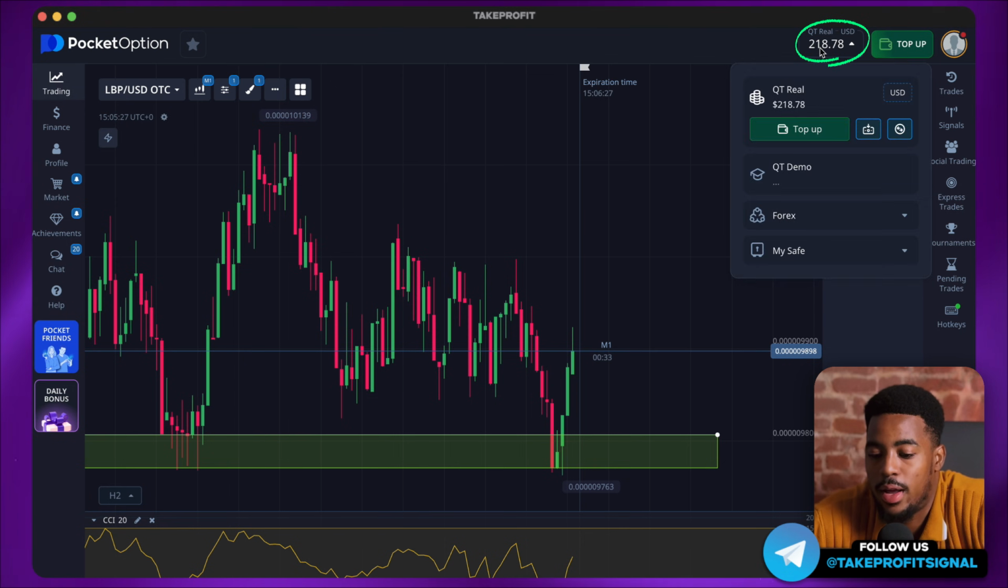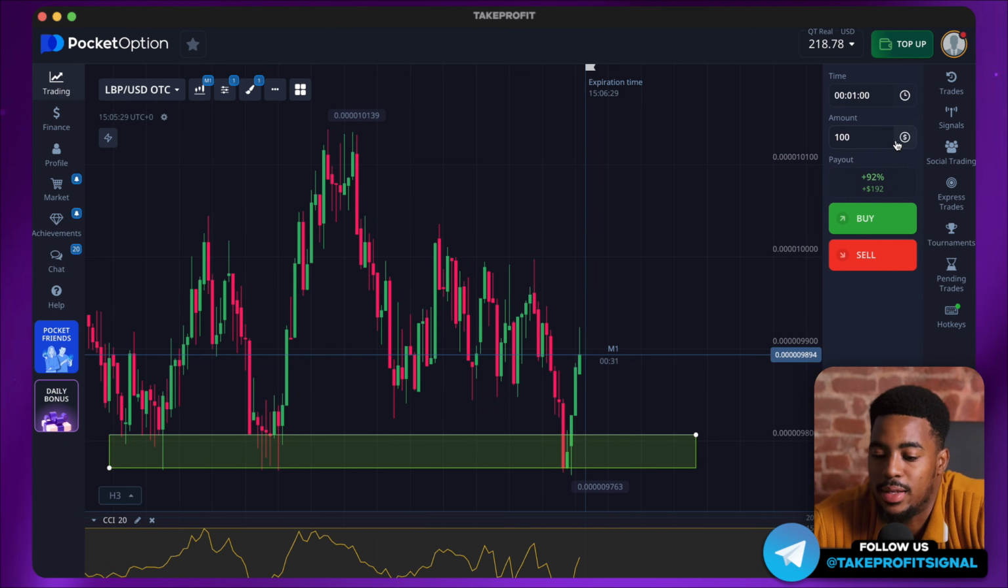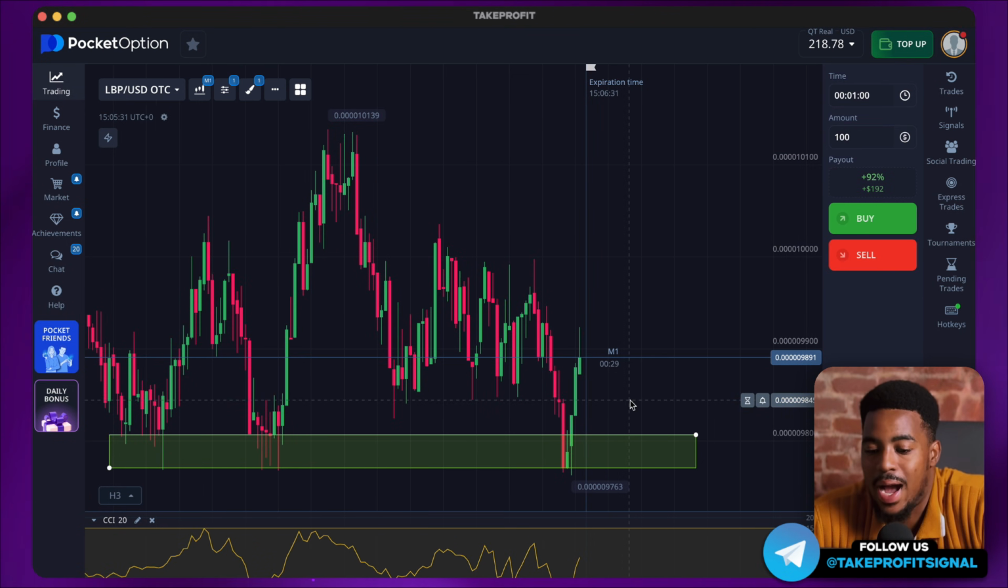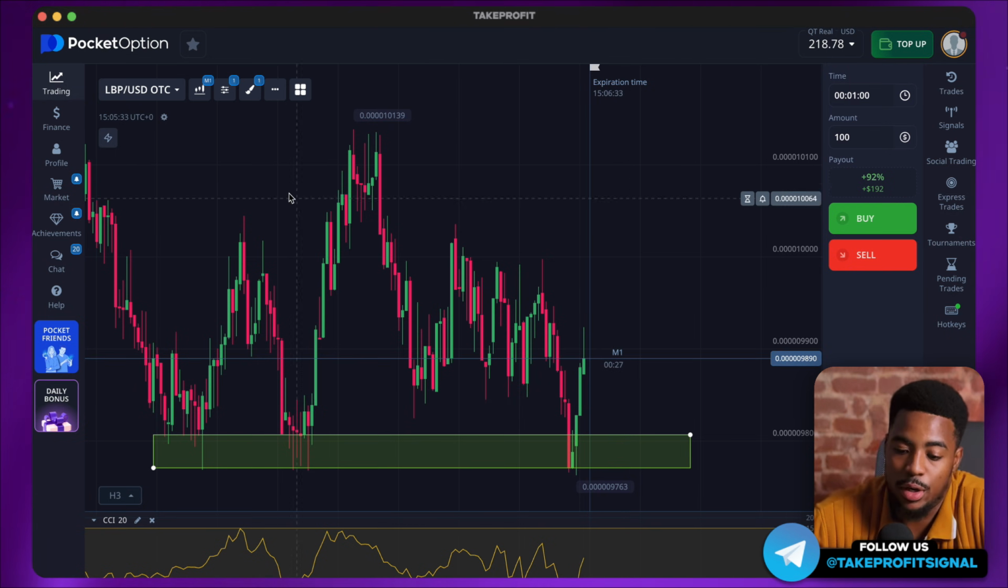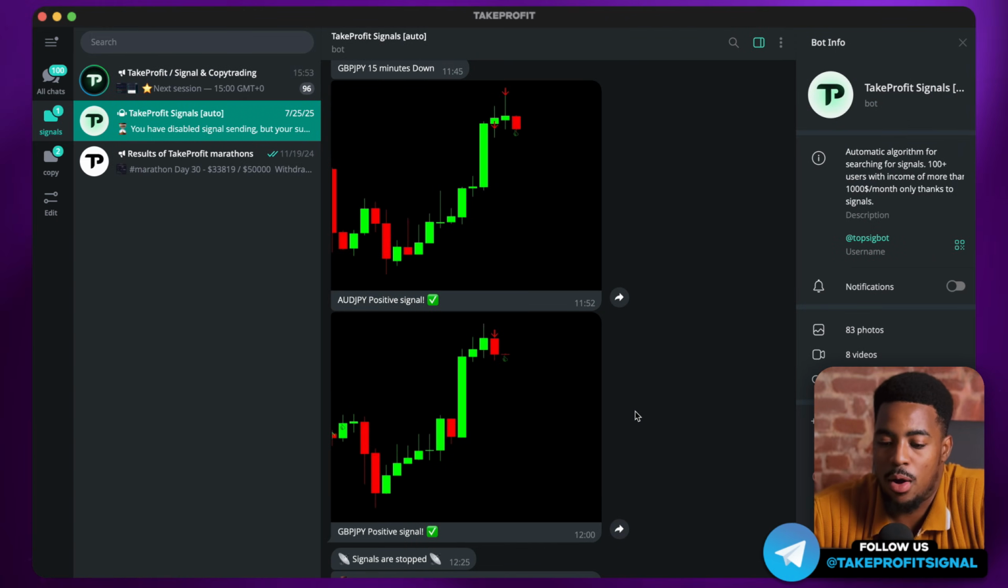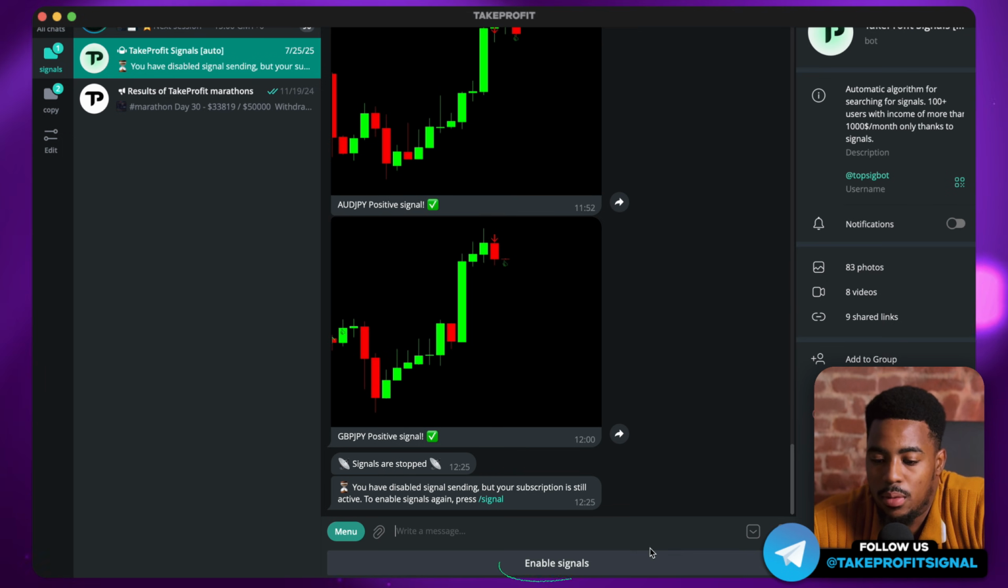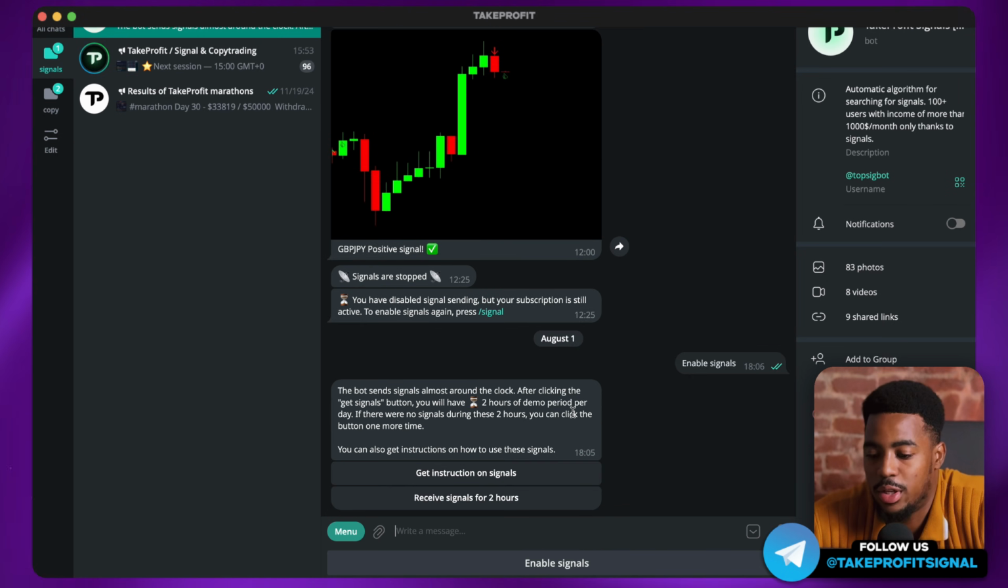Now we won't have to risk 100% of our balance. I will only use half of my balance for one trade. At the same time, I will also launch my trading robot, which will help me find profitable situations in the market.